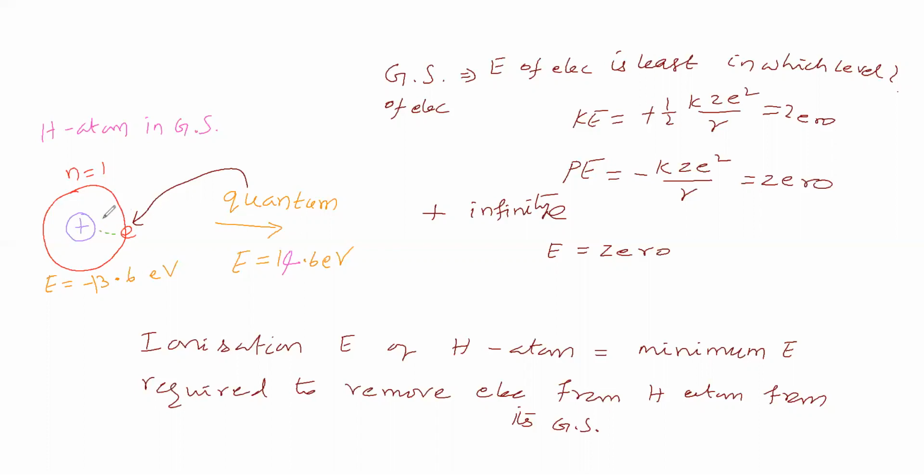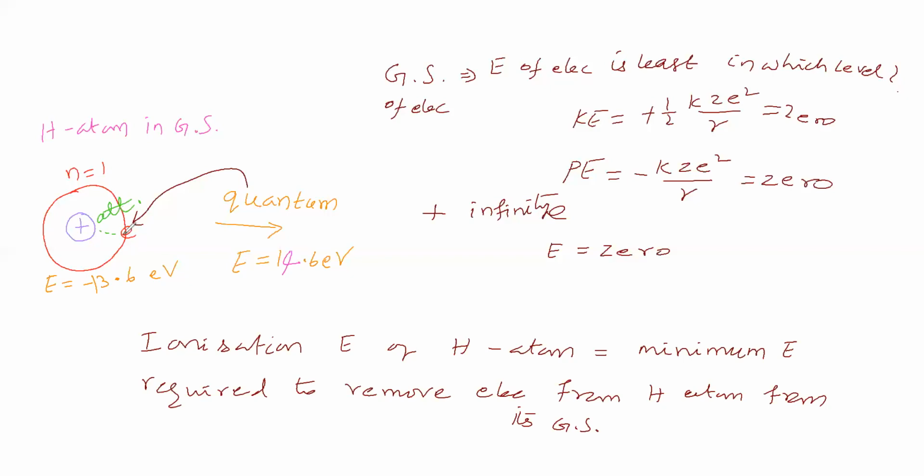Can it break the attraction completely or not? Here attraction is possible between nucleus and electron. This electron is absorbing this quantum, which has energy 14.6 electron volt. We are considering the hydrogen atom in the ground state. So the electron of the hydrogen atom is in the first level. Ground state means first level.